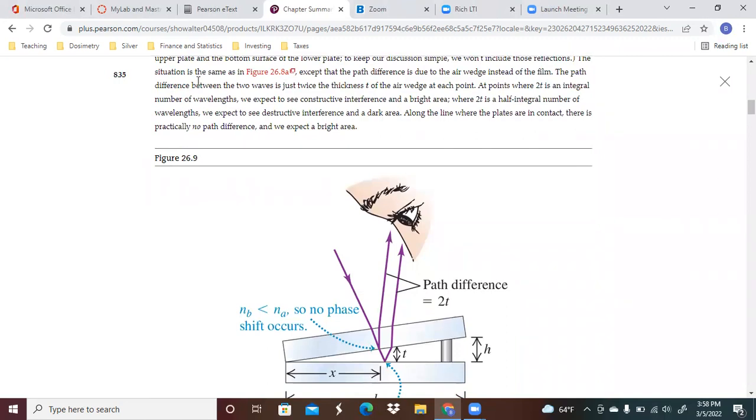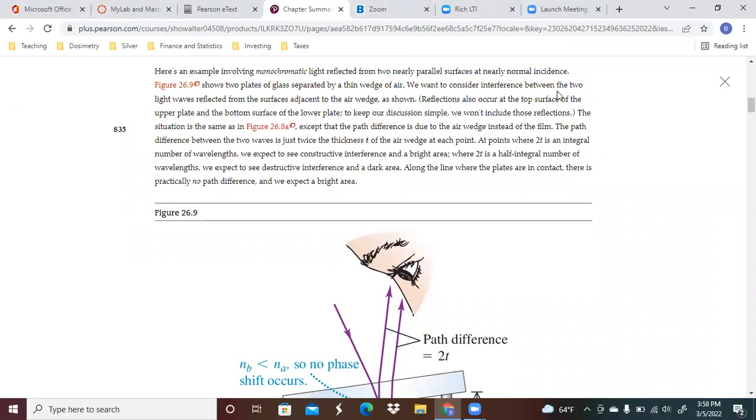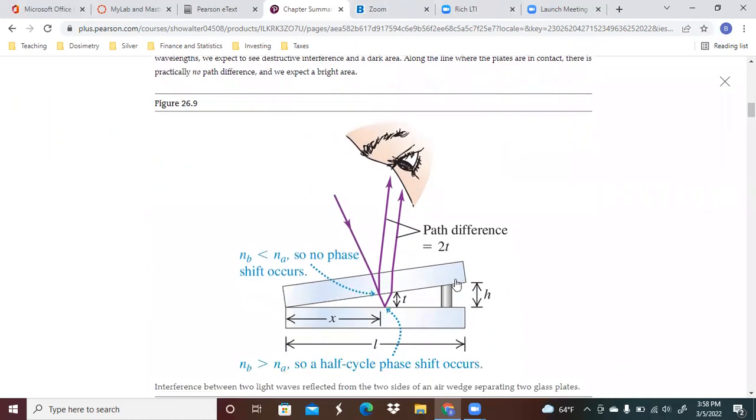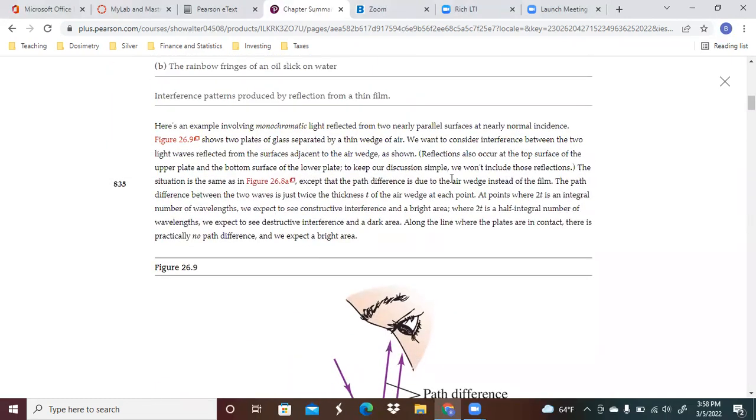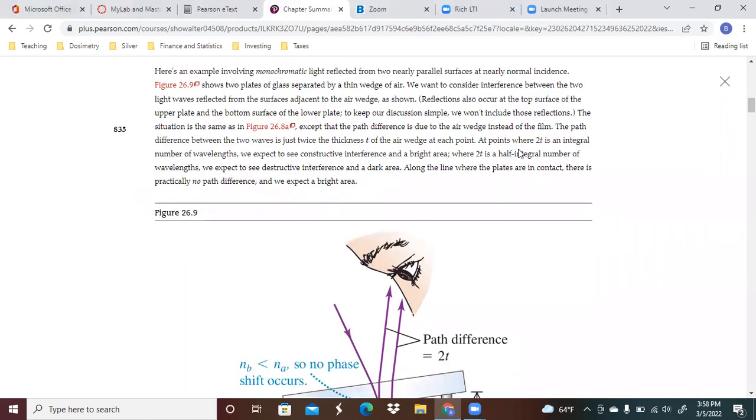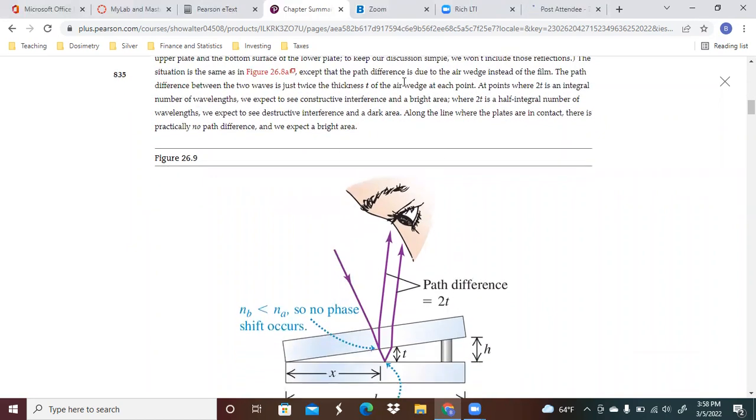So here's a situation involving monochromatic light reflected from two nearby parallel surfaces at nearly normal incidence. Figure 26.9 is going to show two plates of glass separated by some distance h. Reflections also occur at the top surface of the upper plate and the bottom surface of the lower plate, but to keep our discussion simple, we'll ignore those. The situation is the same as in 26.8a, except that the path length difference is due to the air wedge instead of the film.